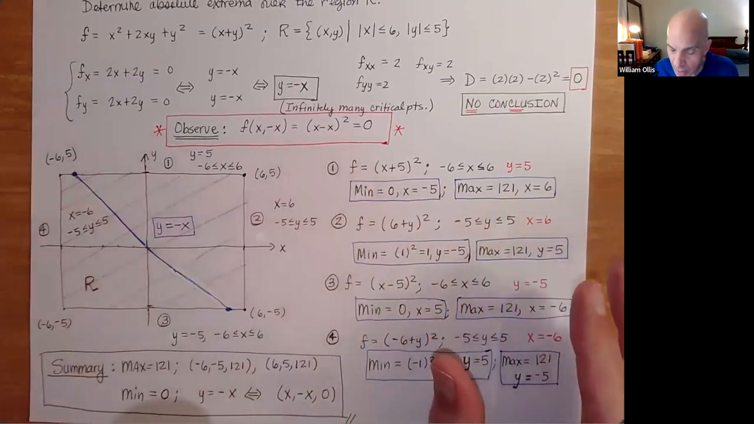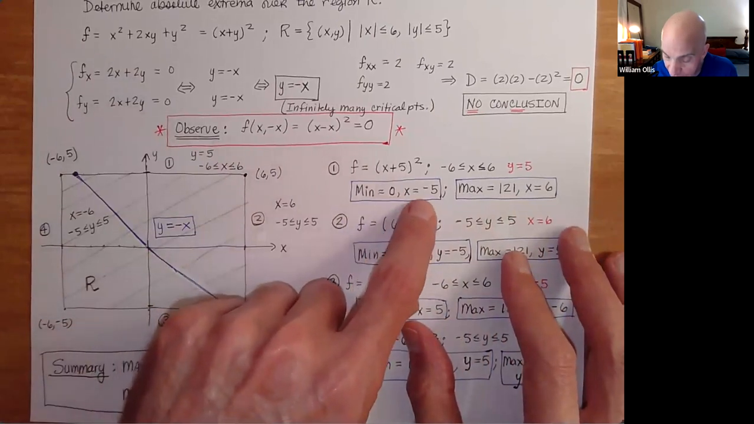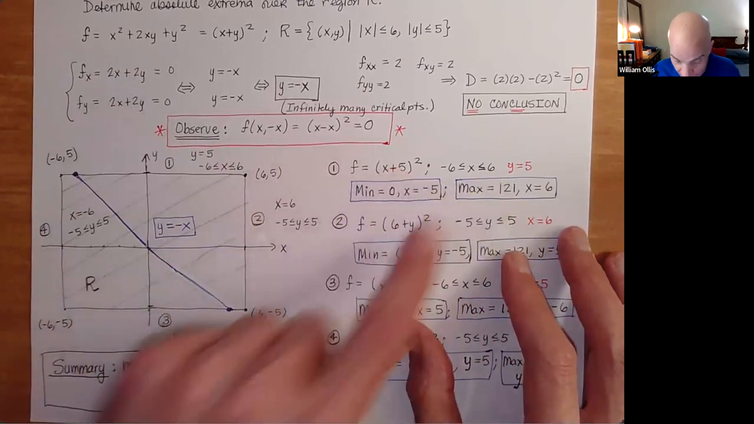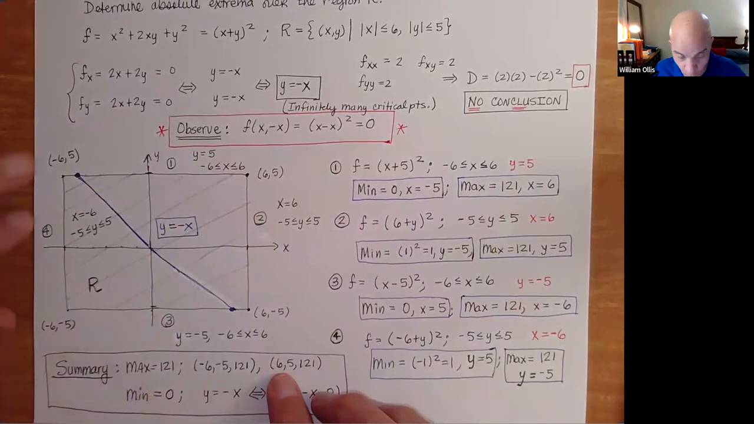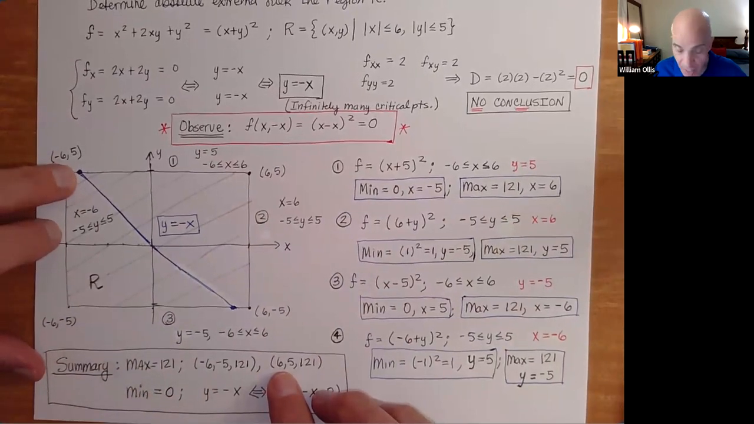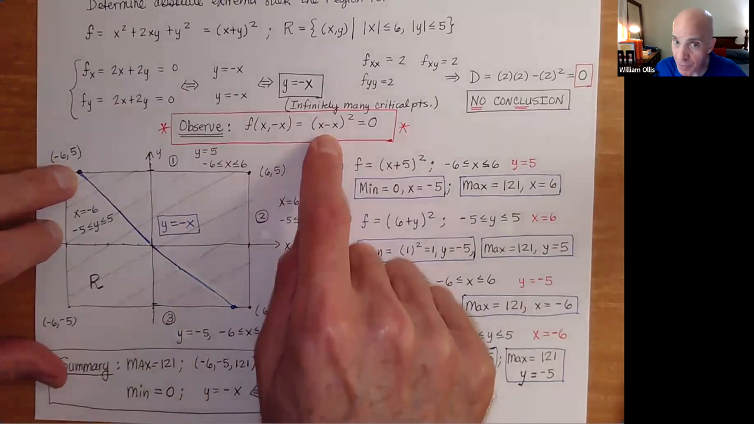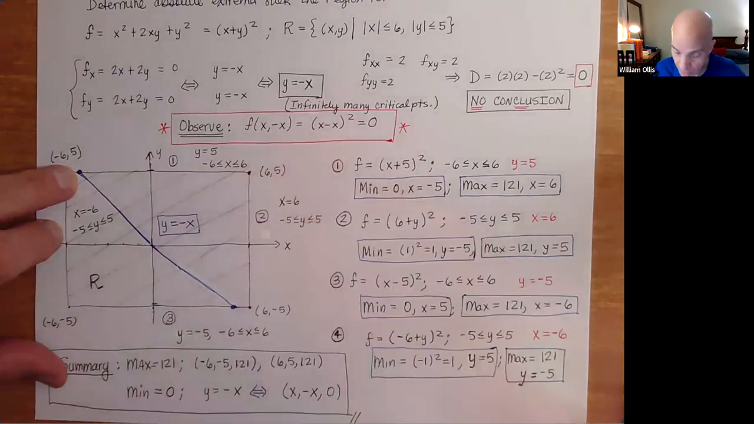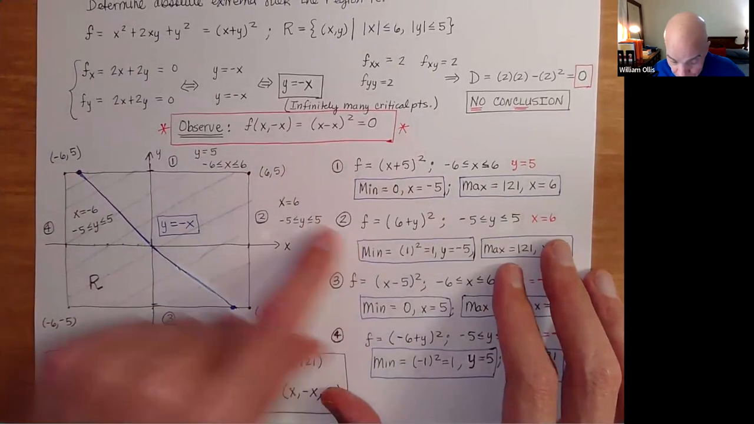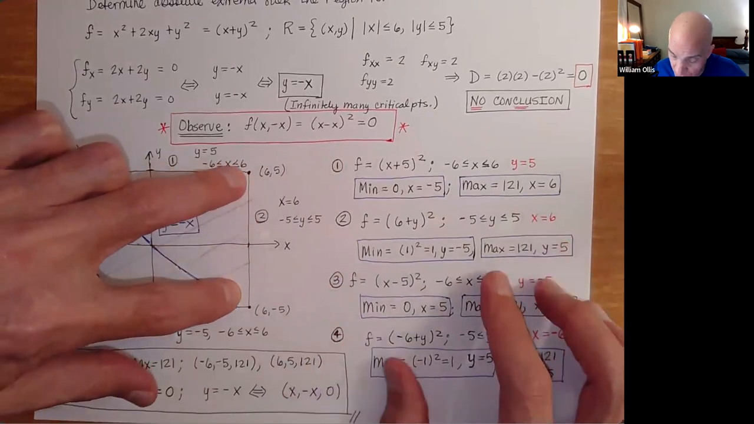Okay, but notice this is what? This is -5, 5. When we look at that, that's this point right here, -5, 5. So that's not a surprise. We get that from this. So nothing new there. Now for 2, again, we have x equal to 6.